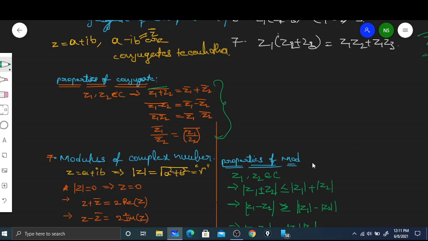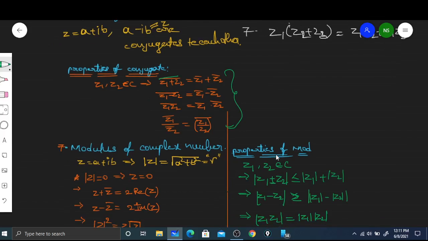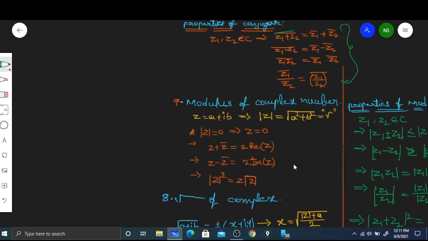Then modulus of a complex number. You can see the formula for how we find the mod of a complex number. Mod Z, let me take 2 plus 3i.